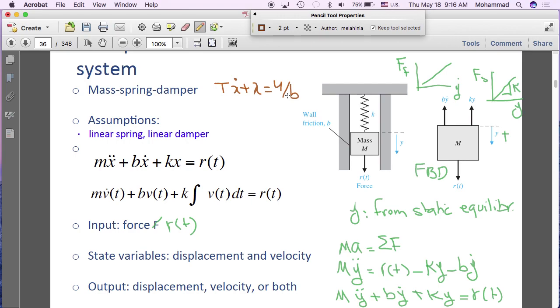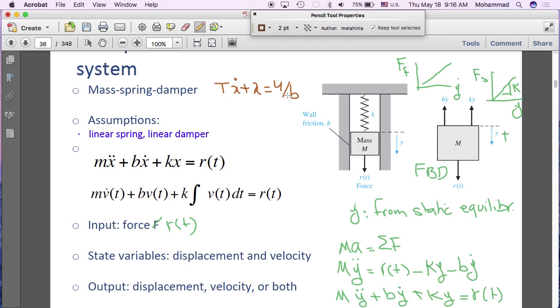Now, how about output? Is displacement your output? Is velocity your output? Or are both your outputs? How do you decide? I've been repeating one word, and that word was the purpose of the model. Why are you doing modeling? What is your interest? That defines your output.